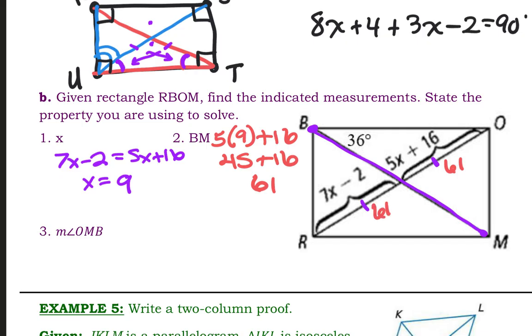So how would I find the length from B all the way to M? What would I have to do with the 61 now? Times 2. This would be your final answer.